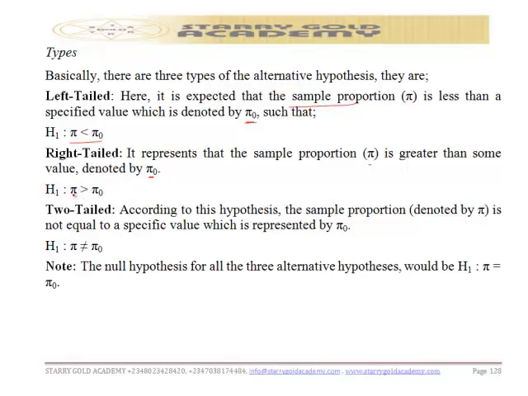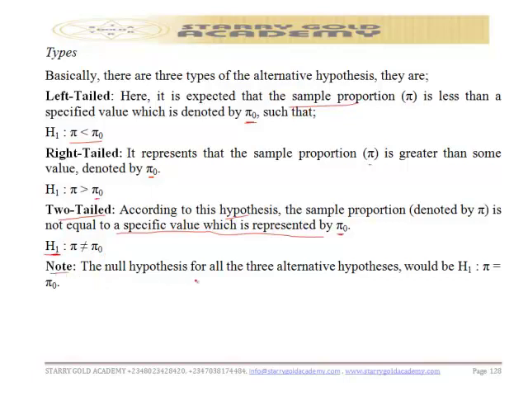That is, our sample proportion is greater than the specified value. We also have two-tailed, and according to this hypothesis, the sample proportion is not equal to the specific value, which is represented by pi naught. So this is a two-tailed test. It's not equal. It could be either less or more.